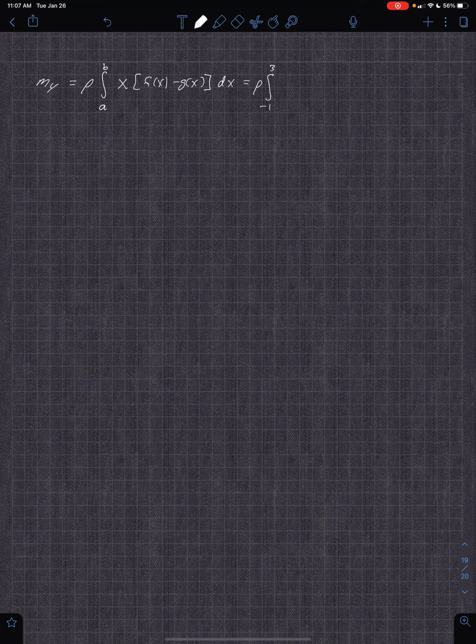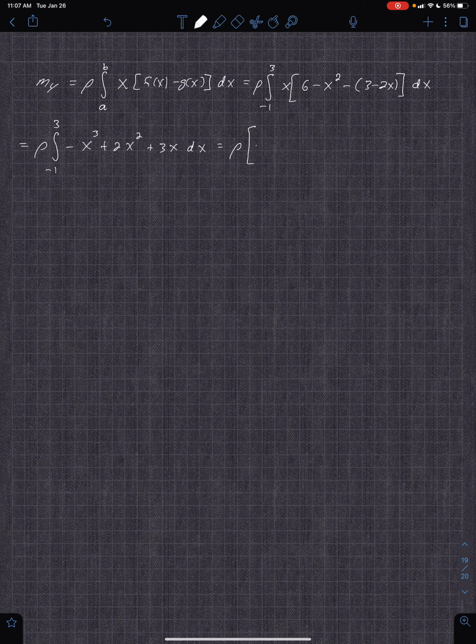Always depends on the question. This is all, again, polynomial stuff, so not too bad. And then so you have 6 minus x squared minus 3 minus 2x dx. So multiply all that out, simplify it, you get rho integral -1 to 3. And then multiply it out, I'll simplify it. I'll skip one step. See if you get this polynomial. And then now integrate.